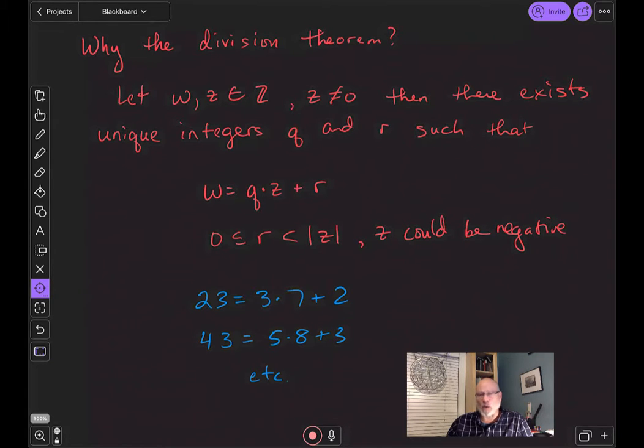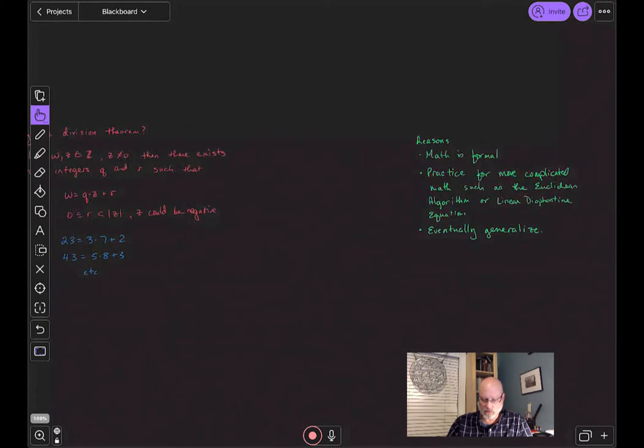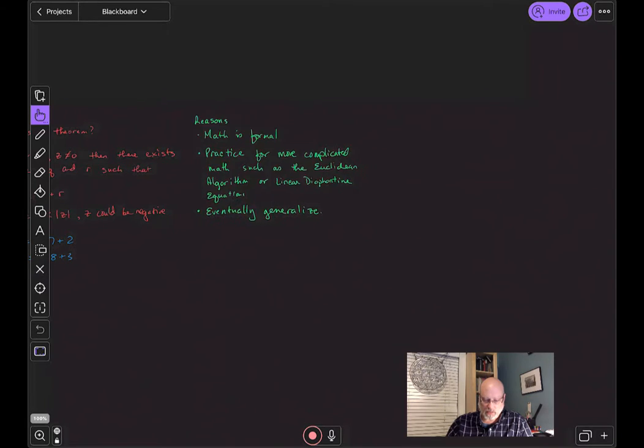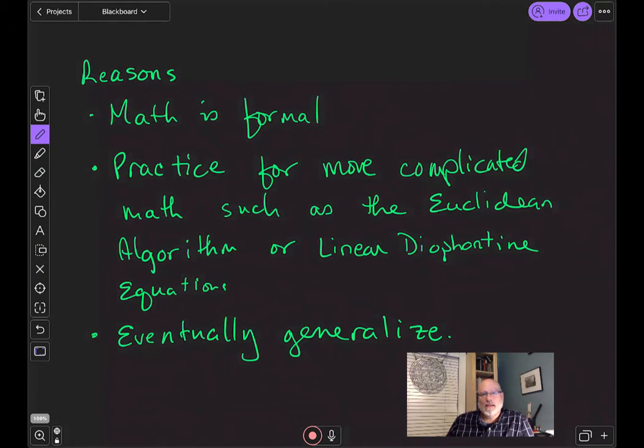Okay, so why are we starting with some basic numbers, the stuff you've done in elementary school? Well, that's because math is formal, and so the more formally that we can establish things, the more certain we are of the results. That's probably not particularly helpful, though.